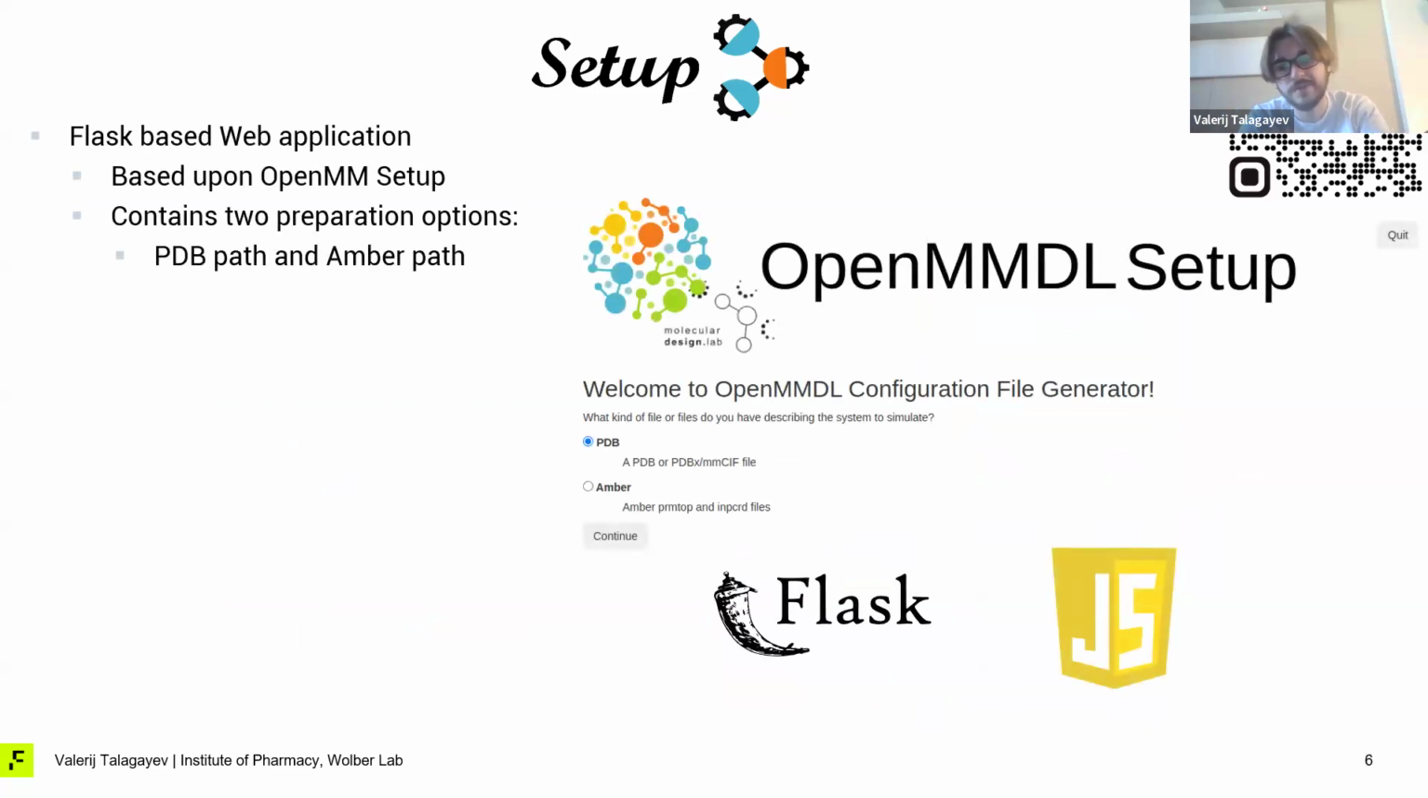How it works is that you have a command line and you run OpenMMDL setup. With that, the page opens up in your preferred browser, because it is done with Flask. So we have HTML pages that open one by one, and you click through them to prepare your MD simulation files. Here on the right side is how a page would look: the user has the option to select PDB and Ember, and goes one by one through the pages, which explain how to prepare the MD simulation files and what the necessary settings are.